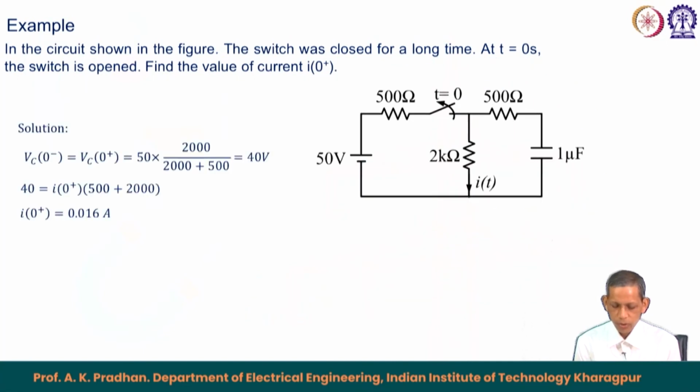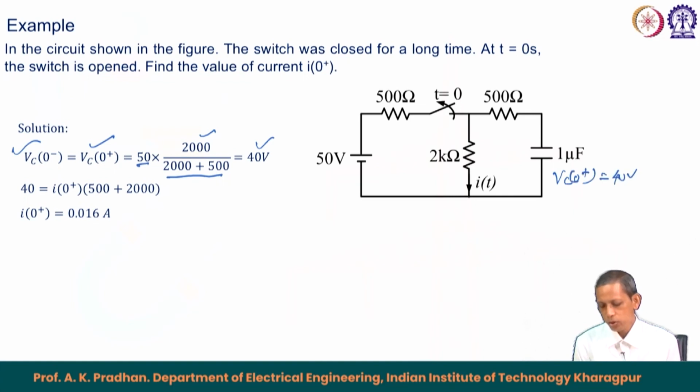For that case, as I already mentioned, V C 0 minus equals V C 0 plus, because voltage across a capacitor cannot change instantaneously. As I said, this will be 50 into 2000 divided by 2000 plus 500. So, that becomes equal to 40 volt. So, V C 0 plus will be 40 volt.